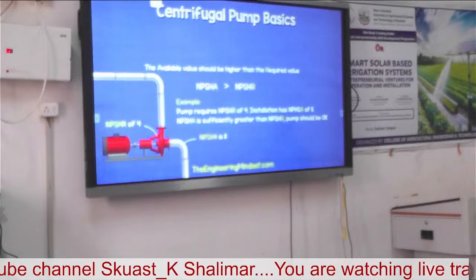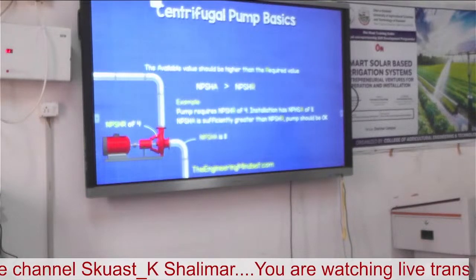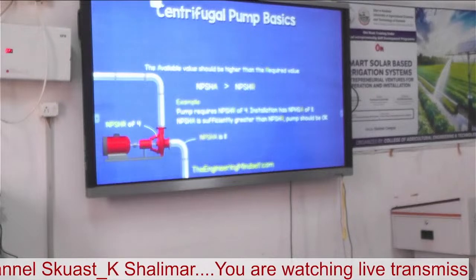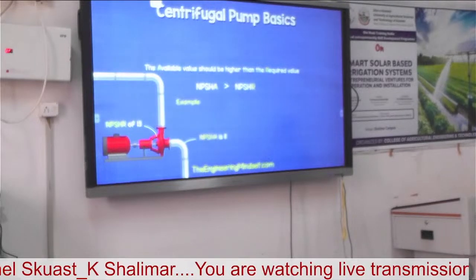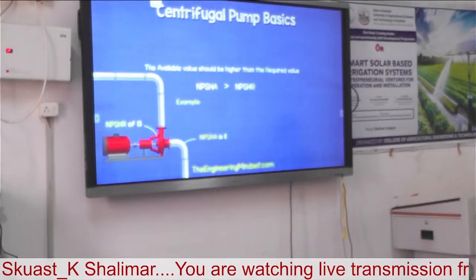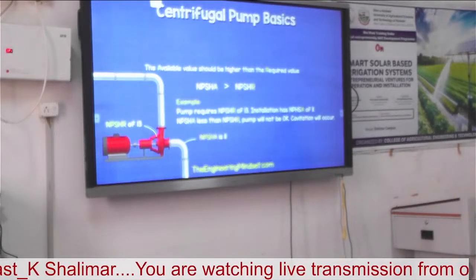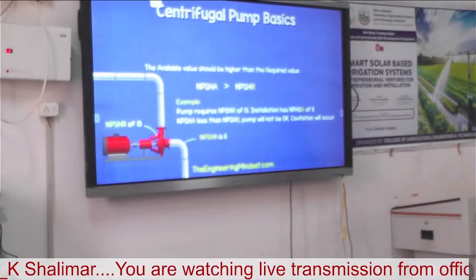If we have an installation and we calculate the NPSH-A as 11, but the pump requires an NPSH-R of 4, then the pump should be okay. However, if we install a pump that requires an NPSH-R of 13, then the available NPSH is insufficient and cavitation will occur.